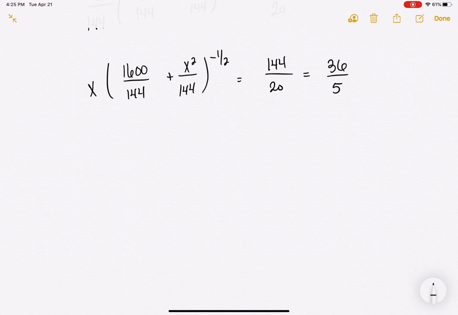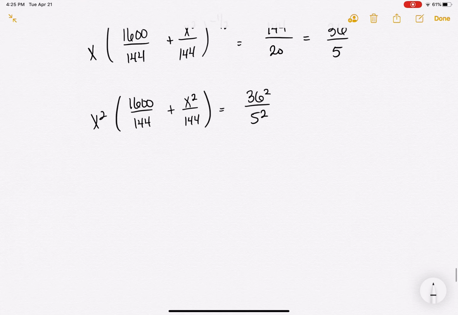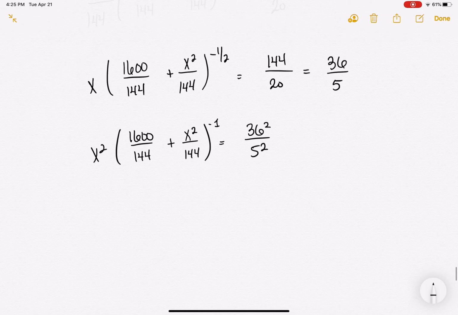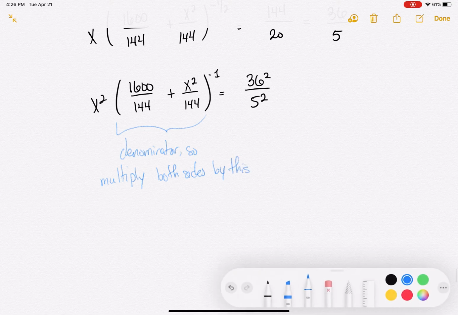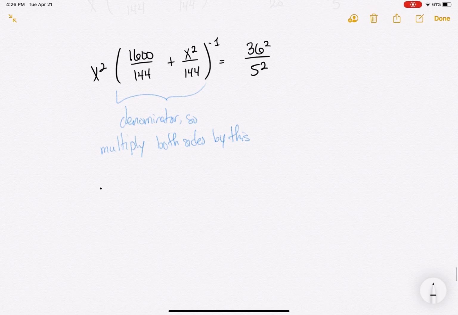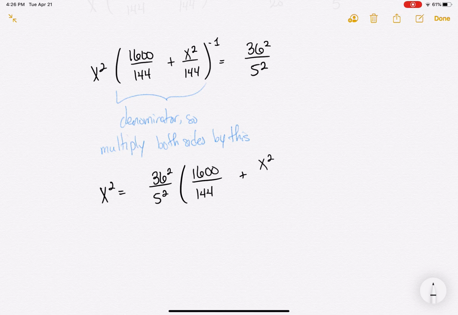And then we're going to square both sides. So if I square both sides, I get x squared over 1600 over 144 plus x squared over 144 equals 36 squared over 5 squared. This was to the negative 1, so that's basically like a denominator. So multiply both sides by it. This would just be like pulling something out of the denominator to the other side. I get x squared equals 36 squared over 5 squared times 1600 over 144 plus x squared over 144.